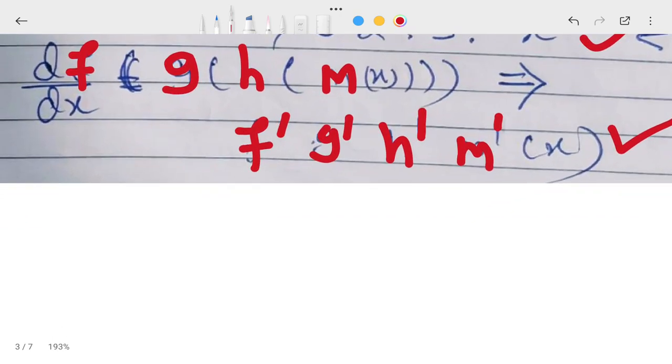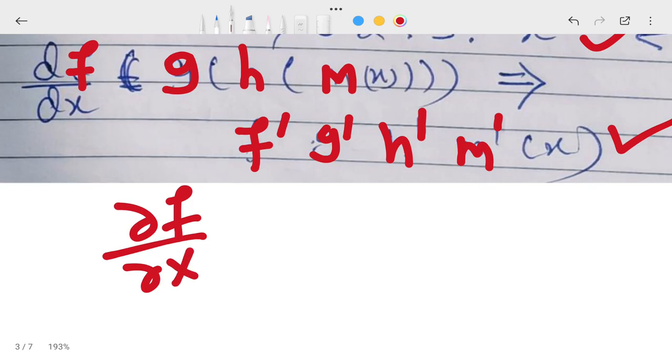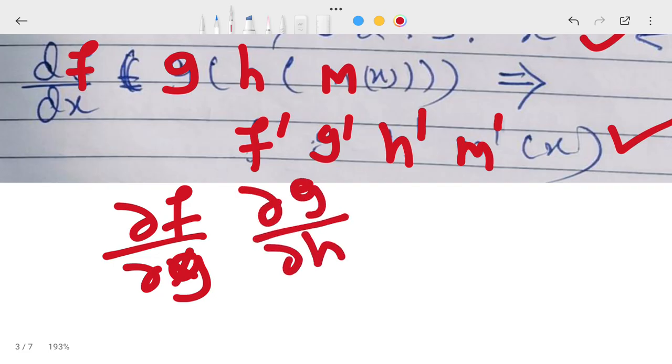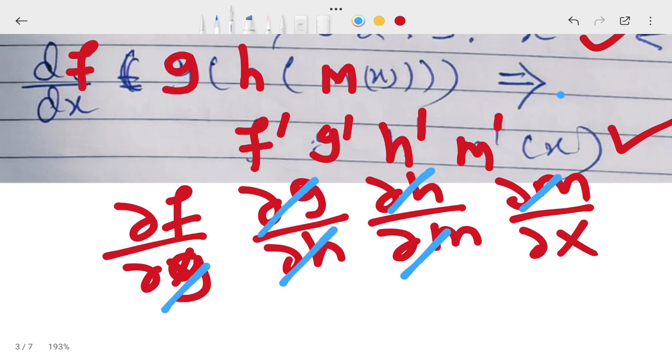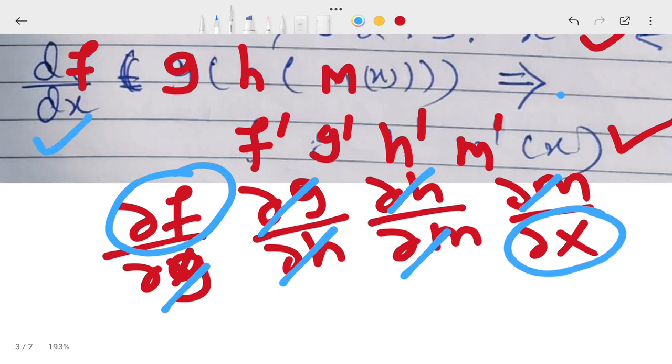So the meaning of f dash is equal to df upon dx. Now in f there is a g, so I will write here g: df upon dg, then dg upon dh, then dh upon dm, then dm upon dx. Now if you cancel, you can see same. So this cancels, this cancels, this cancels. I got df upon dx. This is my task. I am done.